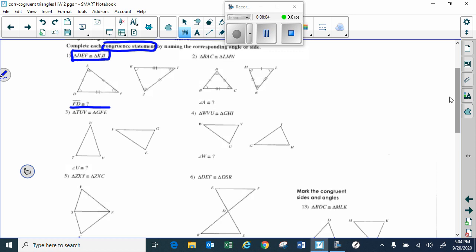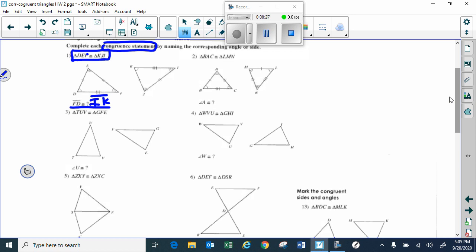So remember, that means D corresponds with K, E is congruent to J, and F is congruent to I. Okay, and then the corresponding sides. So here it says FD. FD is 3 and 1. So it must go in the same order. 3 and 1 on the other side, which would be IK. Segment IK. Don't forget, you have to have a segment bar above it, or else it means the distance from I to K and you get marked wrong.